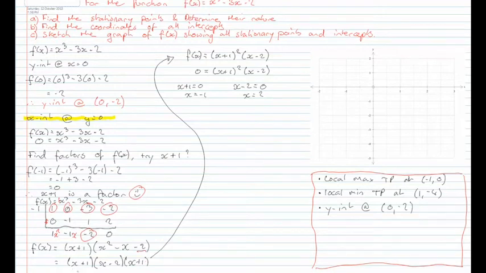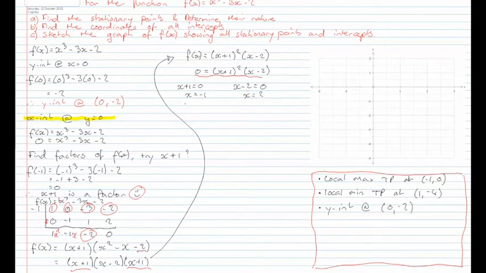Now note the x plus 1 has been repeated, so it actually becomes f of x is equal to x plus 1 squared, x minus 2 in brackets. Now, finding the x-intercepts, we need to make y equal to 0, or f of x equal to 0. So I've done that here in this line, and I've gone through and solved for each bracket. So I've got x plus 1 is equal to 0, therefore x is equal to negative 1, and x minus 2 equals 0, therefore x is equal to 2.